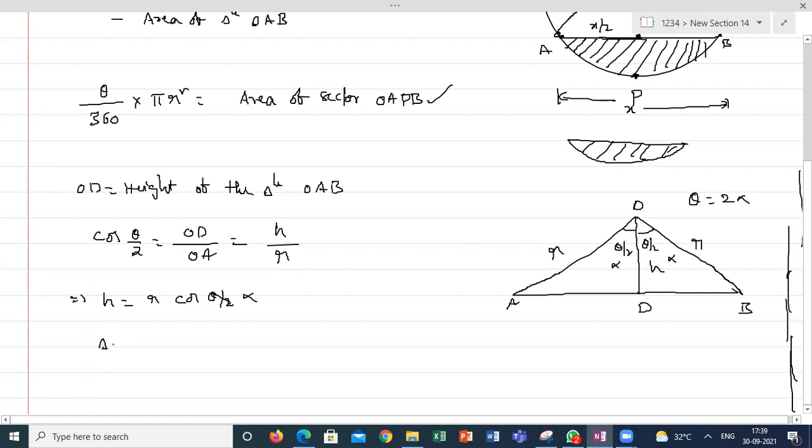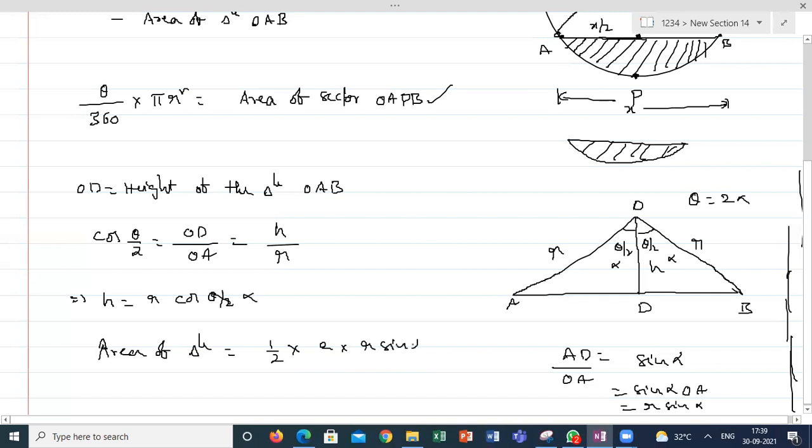So now the area of the triangle is half into the base. The base is AB, but I don't know the AB value also. AD is equal to how much? AD by OA is equal to sine alpha. So from here, AD is equal to sine alpha into OA, that is R sine alpha. So the base is 2 times R sine alpha into 1 time R cos alpha. So 2 cancels. Finally, I am getting R square sine alpha into cos alpha.